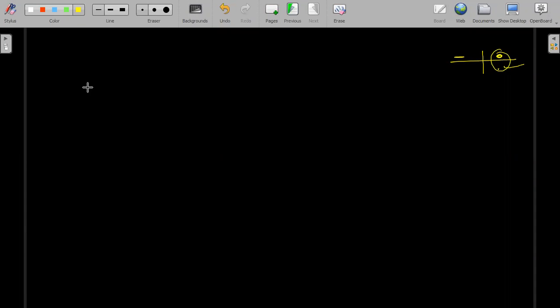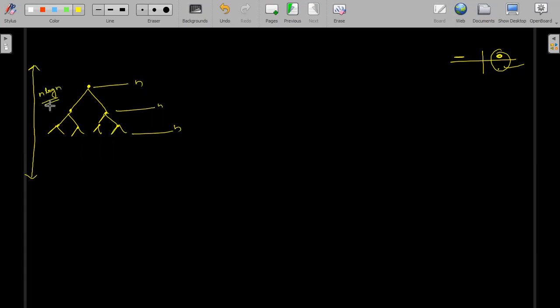For example, consider an array that is divided like this, a balanced tree. Here also the array is divided again like this, and like this, like this. Here n, here also n elements, here also n elements, and so on. So your time complexity will be n log n.